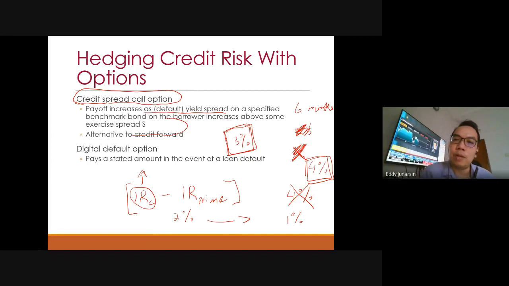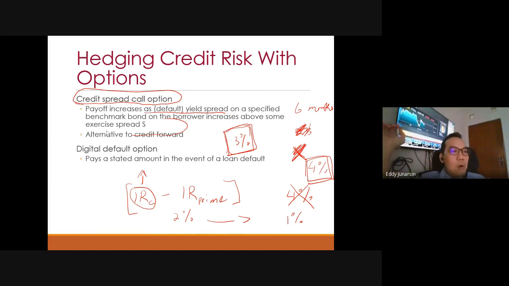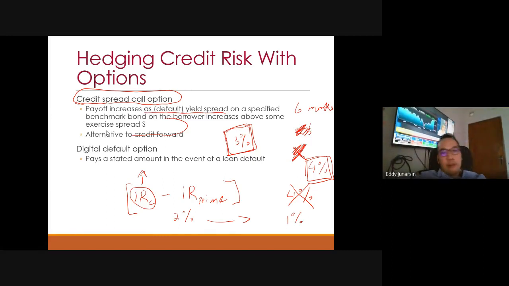For example, this one, right? If the spread is more than 4% and your strike price is 3% spread, then you execute the deal because again the spread has increased or the quality of your client has decreased, right? But if the spread turns out to be like 2% or anything, then you will abandon the contract, right? You will just walk away. But of course, because of the flexibility, you had to pay for the option price or the option premium when you entered the contract.